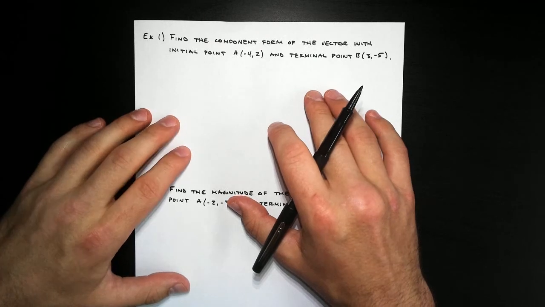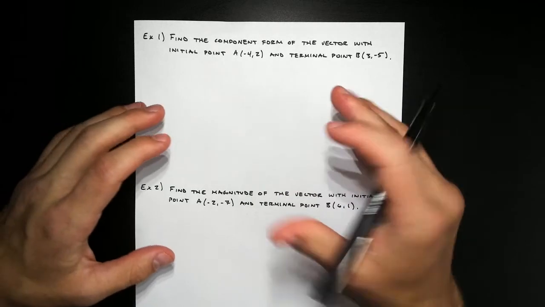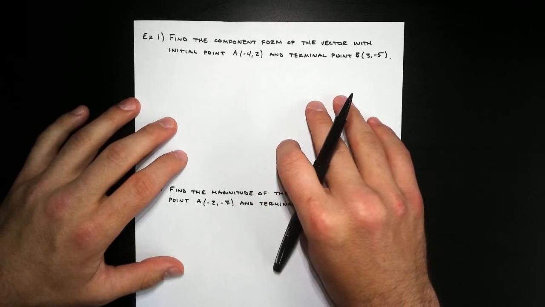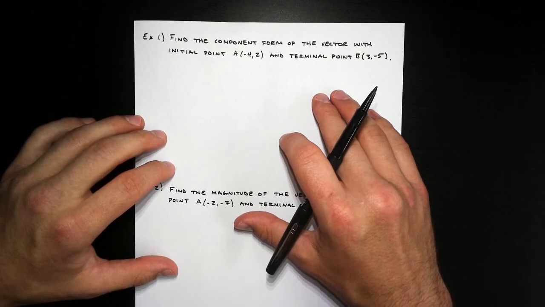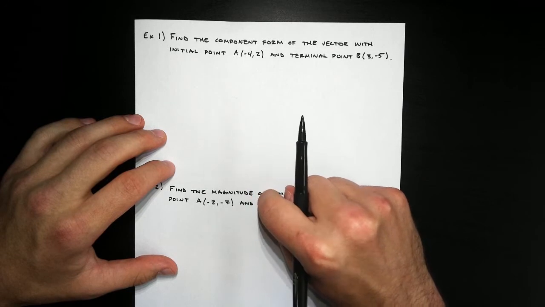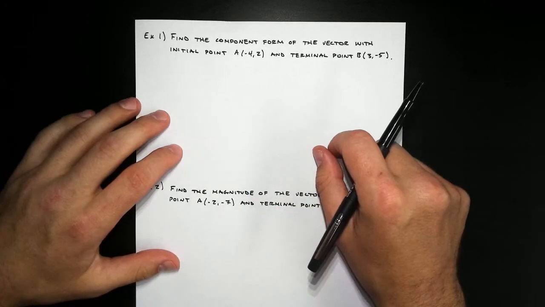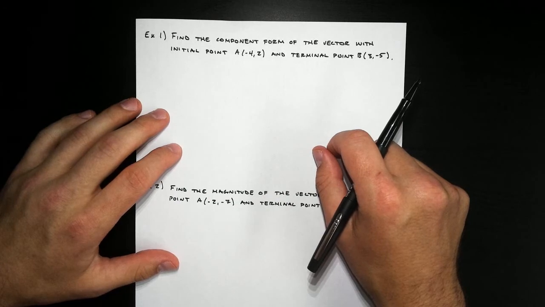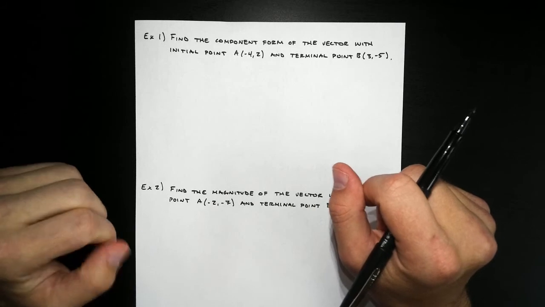So the component form of a vector is another way to write the vector. It's another way to express it, requires a little bit less notation, and it gives us all the information we need about that vector. The second thing is the magnitude, and the magnitude of the vector, remember, is the length of the vector. Okay?